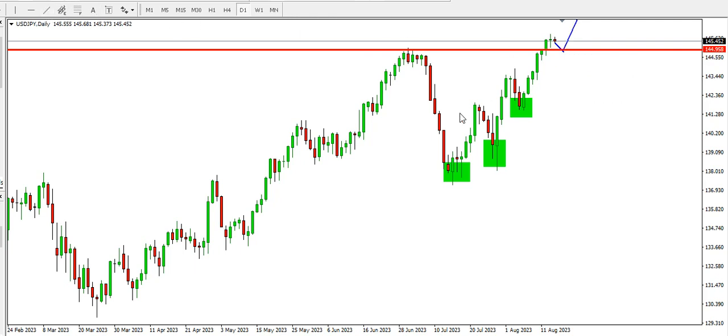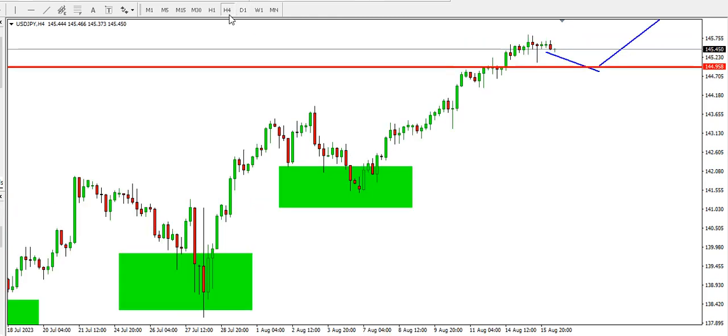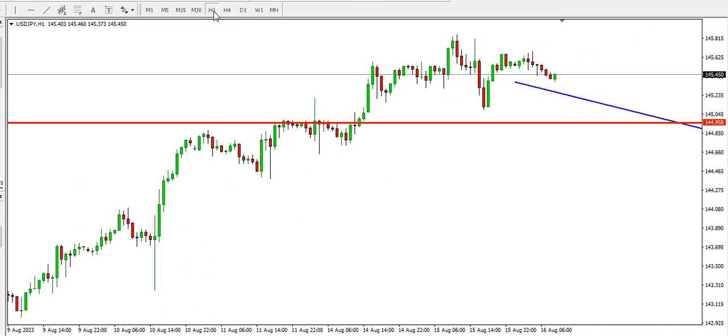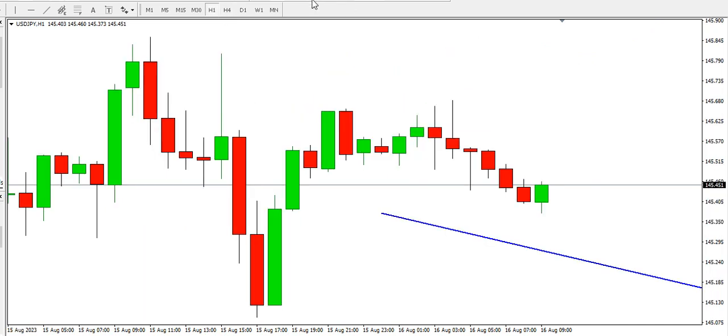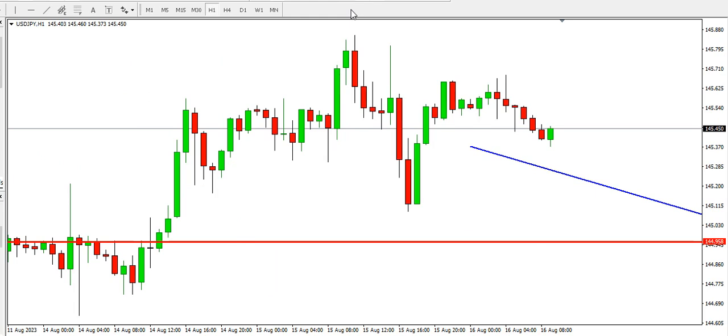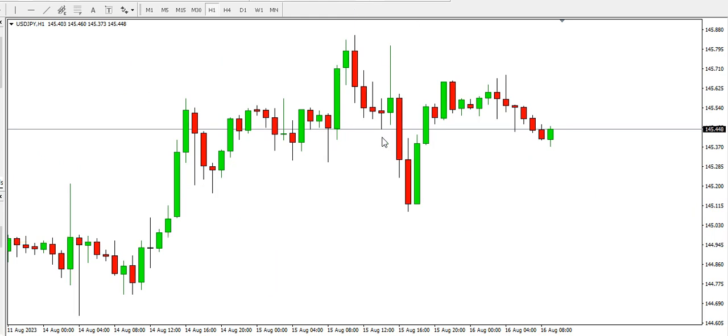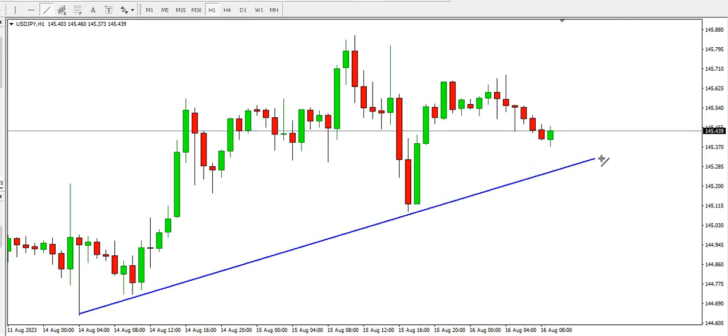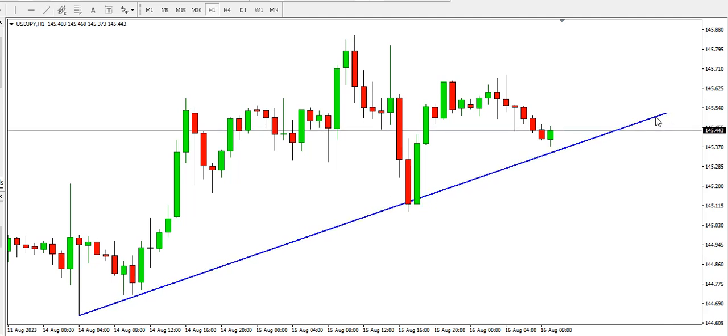So if you are going to buy USDJPY and you know USDJPY is definitely going to go up, then expect to sell gold. So for now, the price of USDJPY is bullish, but on the 1-hour time frame, you can see that it's currently ranging. And I'll say it's ranging upwards.